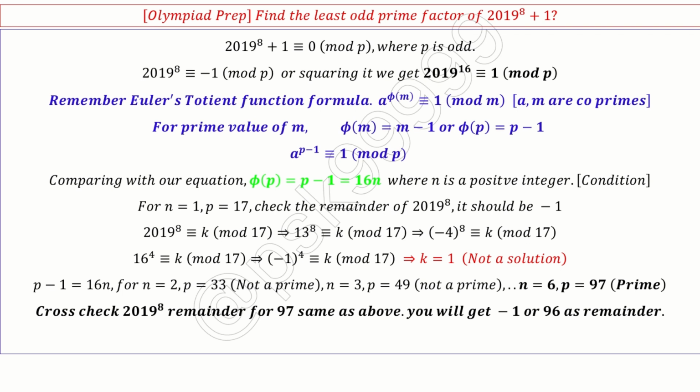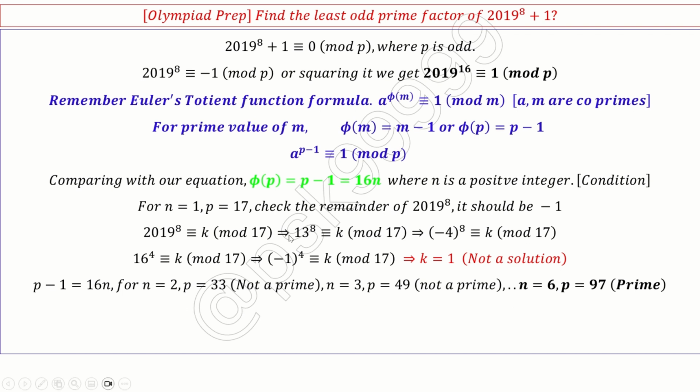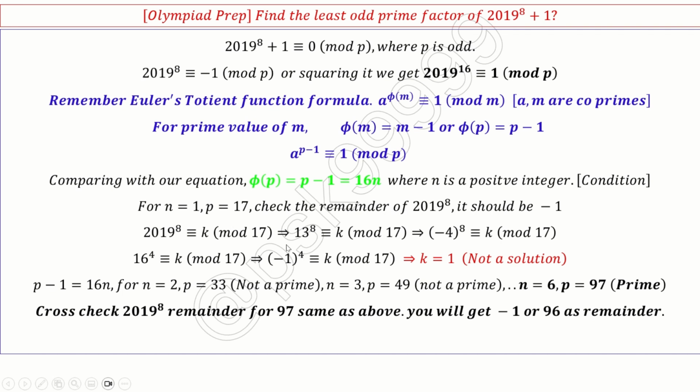Okay. Same thing what I have done to check the remainder. You will get minus 1 as remainder, or 96. Minus 1 is nothing but 96, because now we are trying to find out mod 97. So minus 1 here is 96. Okay. So you will get 96 remainder. You have to do exactly same as what I have done here basically. Okay. This one. So answer is n equal to 6.